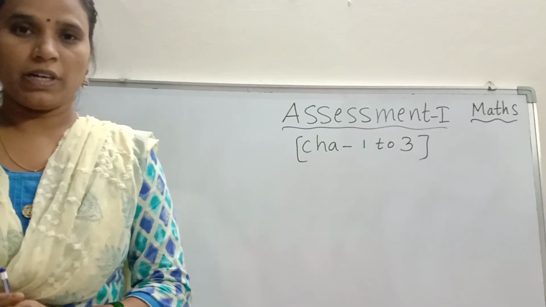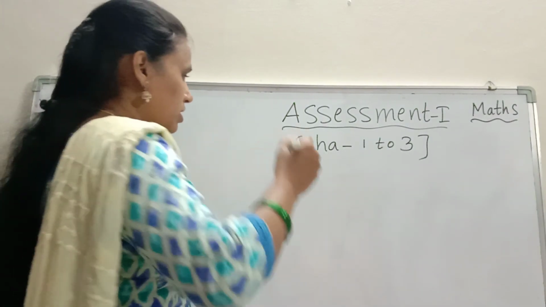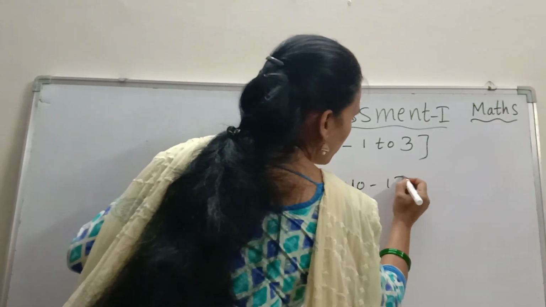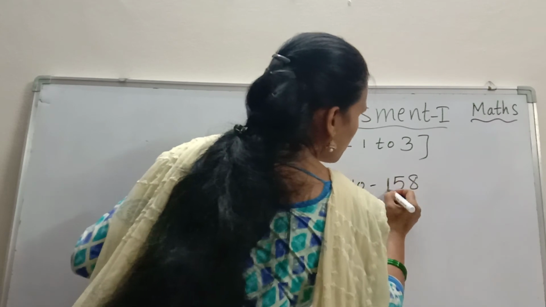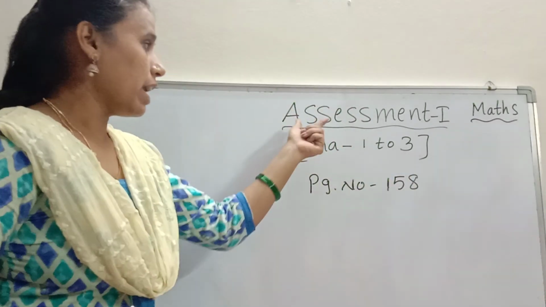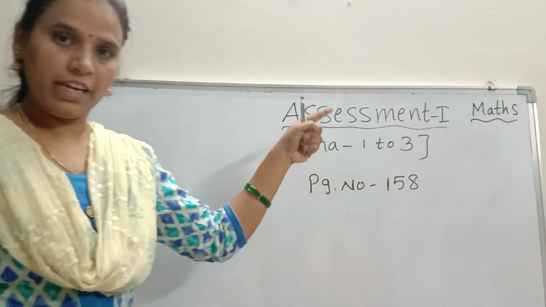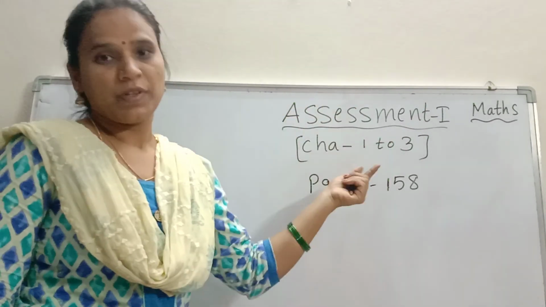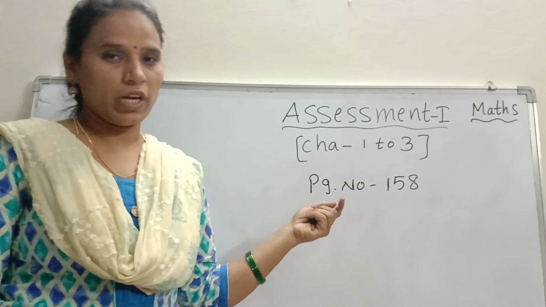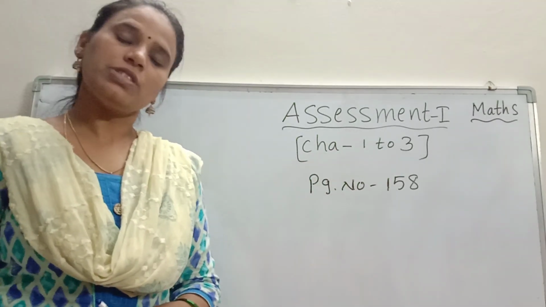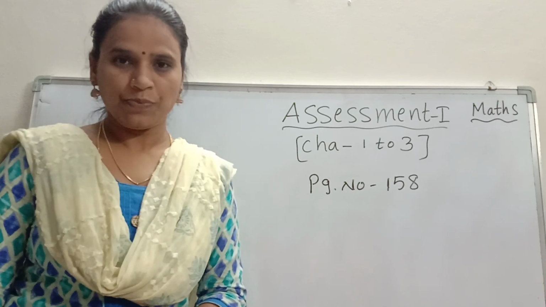Children, in the textbook, what is the page number? Page number 158. Open page number 158. Do that assessment 1 totally. I explained everything, right? Each bit I explained. You can understand, I think. So, do all bits. After that, you send to me. Okay, children? Thank you.